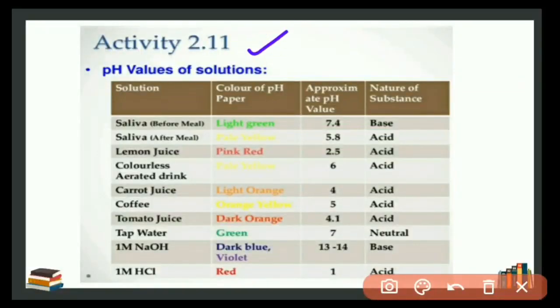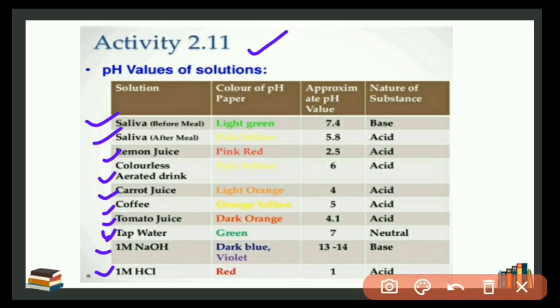Activity 2.11. In this activity, we predict the nature of different samples using the pH meter. Take different samples like saliva before meal, saliva after meal, lemon juice, colorless aromatic drink, carrot juice, coffee, tomato juice, tap water, 1 molar sodium hydroxide and 1 molar HCl. When we dip a pH strip in all these different samples, we get different colors, and according to the color we can determine the pH value, and according to the pH value we can determine the nature of the substance.